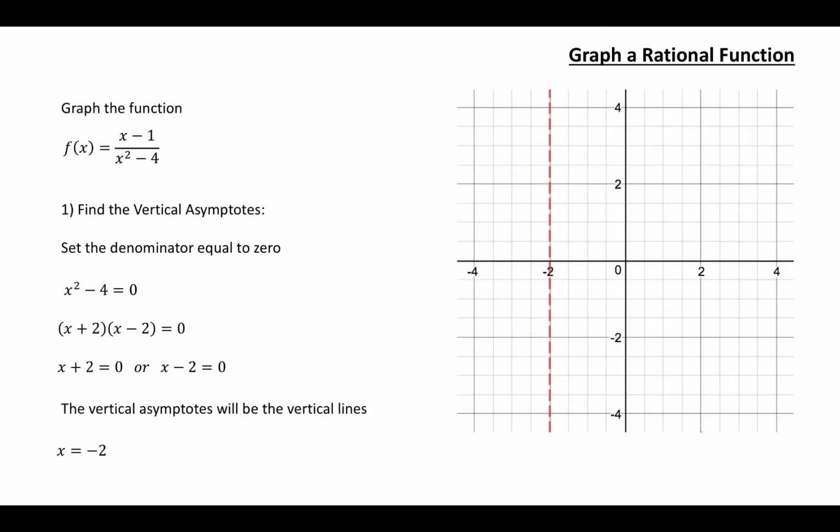In order to graph a rational function, the first thing we must do is find the vertical asymptotes. We find the vertical asymptotes by setting the denominator equal to 0. So we will set the denominator x squared minus 4 equal to 0. We will solve for x by factoring x squared minus 4 into x plus 2 times x minus 2. Using the zero product rule, we would then set each of these factors equal to 0 and find that the vertical asymptotes will be the vertical lines x equals minus 2 and x equals positive 2.